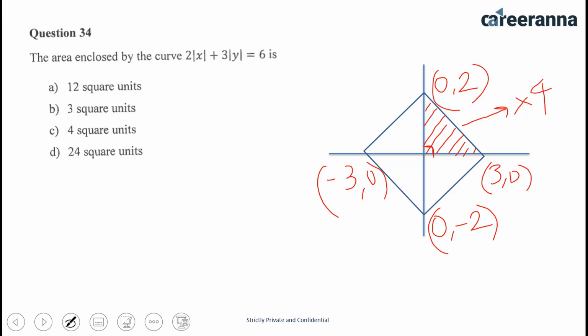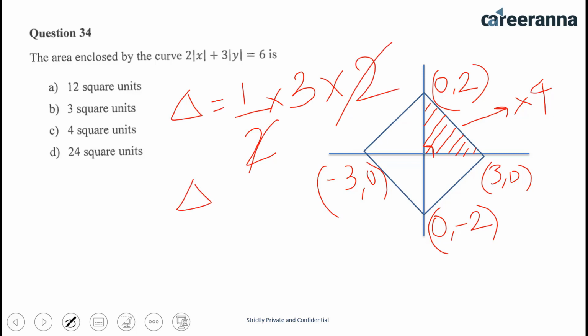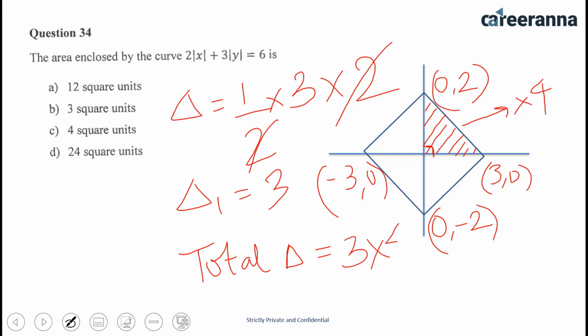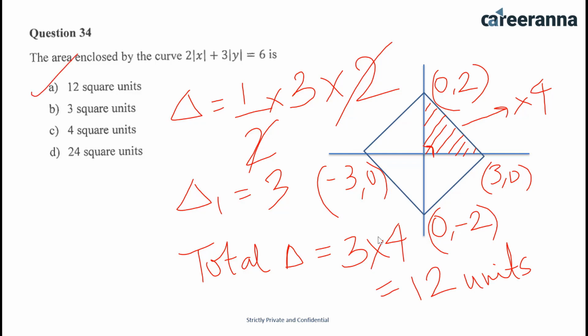So area is half into base. Base is what? 3, into height. Height is what? 2. So the area for this smaller triangle is 3. Total area will be 3 into 4, which comes out to be 12 square units. That is option A. Let's move on to our next question, question number 35.